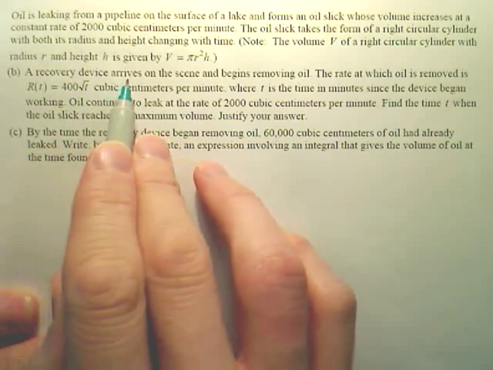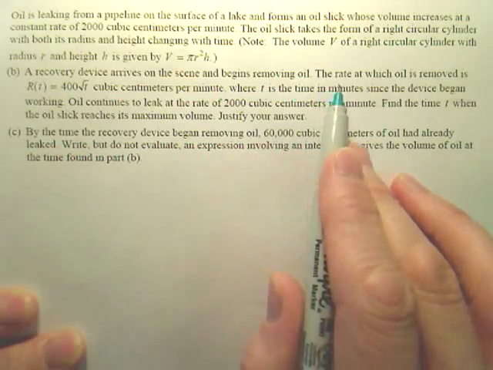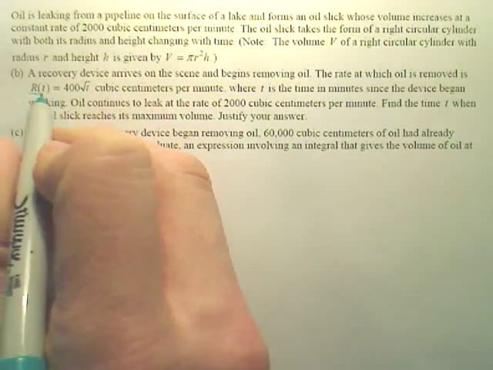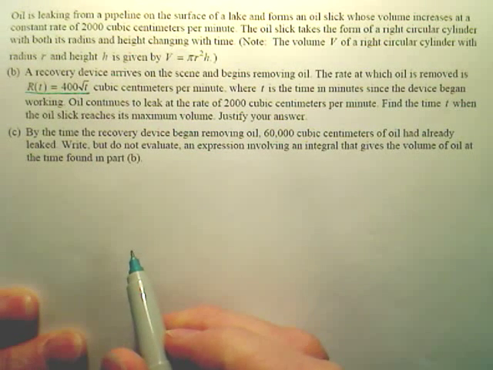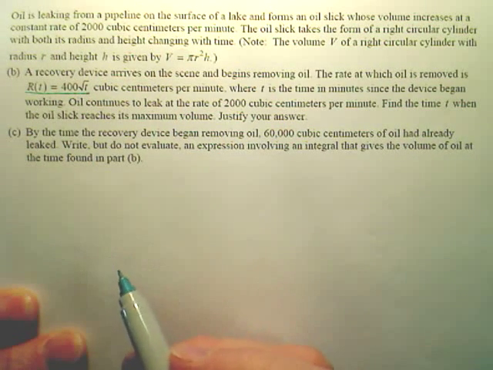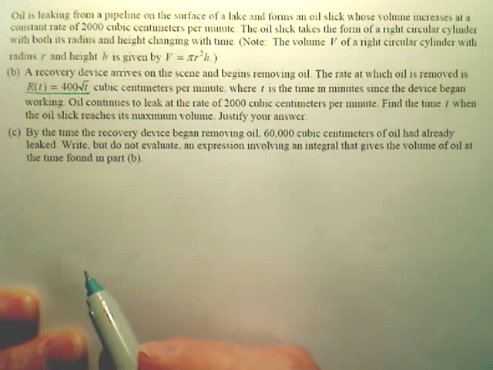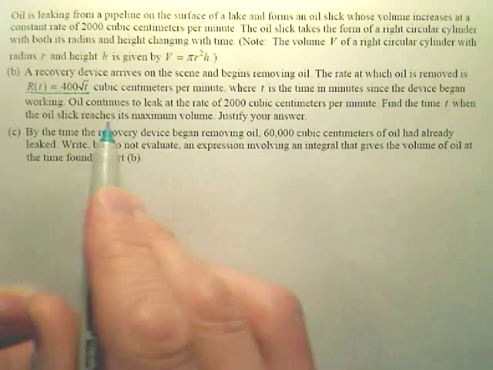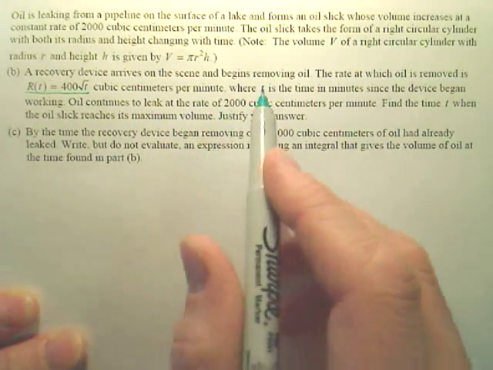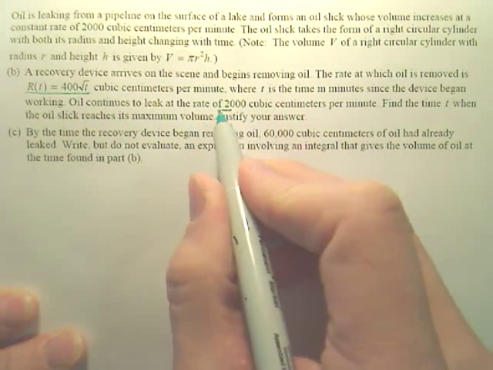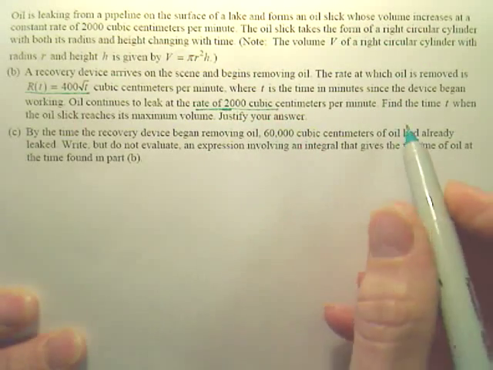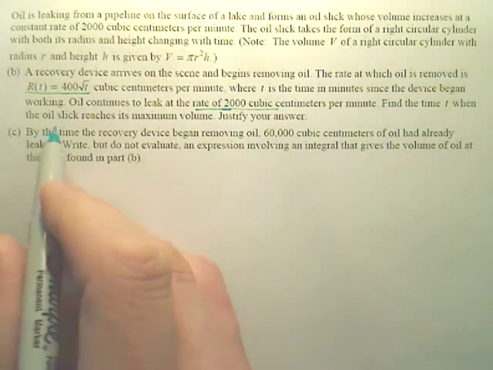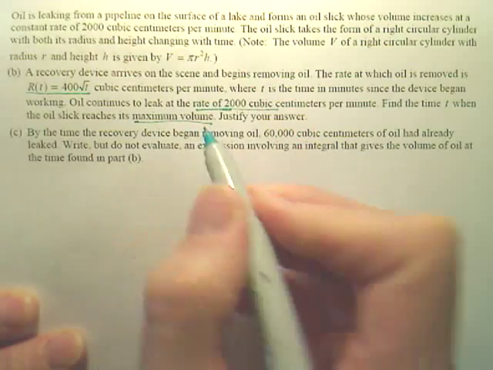Same problem as before, but in part B, a recovery device comes to remove oil. Here's the rate at which it removes it. If it's removing, isn't that a negative rate? It's taking it away. The oil continues to leak, so this keeps going at this rate. Find the time for which it reaches its maximum volume.